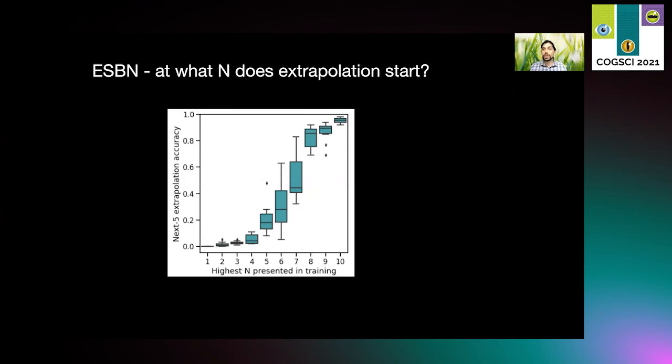Let's say we only train the network on give 1, 2, 3, and 4. And that's indicated on the x-axis as the highest n presented in training. Will the network extrapolate? The y-axis here shows the extrapolation accuracy over the next 5 unseen ns. So for example, if the network has only seen up to 4, it does not extrapolate. But with enough exposure to higher numbers, around 5 or 6, the network starts displaying extrapolation.